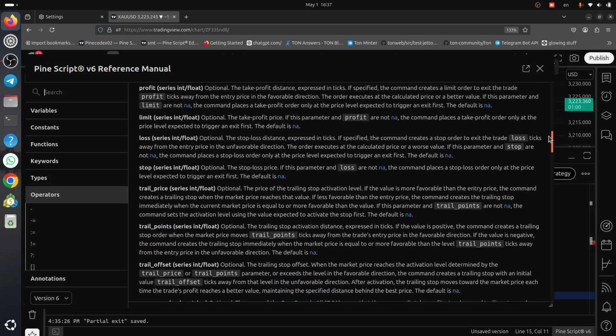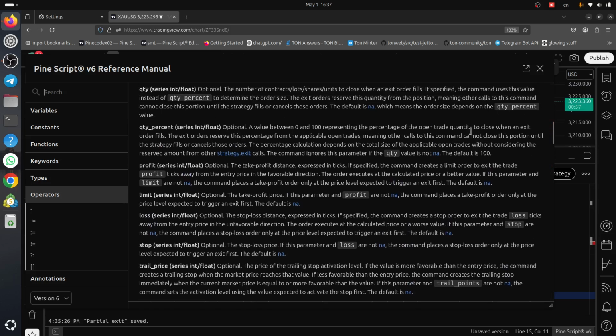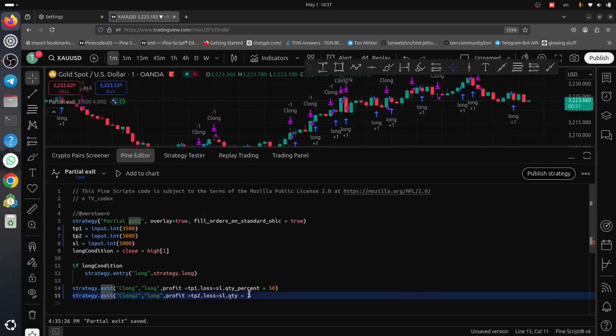Yeah, qty_percent default is 100. Okay, 100 means close all. So for TP2, because it's higher than TP1 and the last one, we write 100. So yes, we can set 15 to... 100 is better.